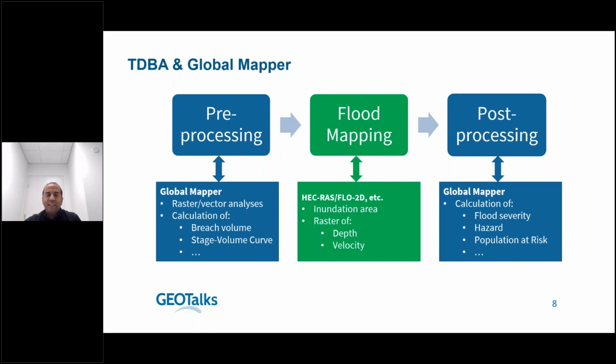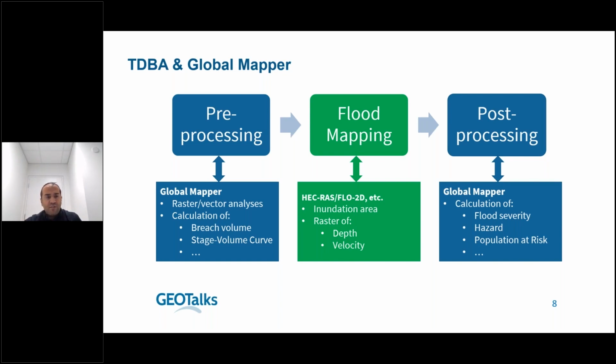So these are the overall picture, but when we consider it from the Global Mapper perspective, the process can be classified in 3 steps: pre-processing of all the data, hydrodynamic modeling or flood mapping, and post-processing of the results of the flood mapping. Global Mapper is a key help in pre and post-processing of the results, and only for inundation mapping do we need to go for hydrodynamic modeling.